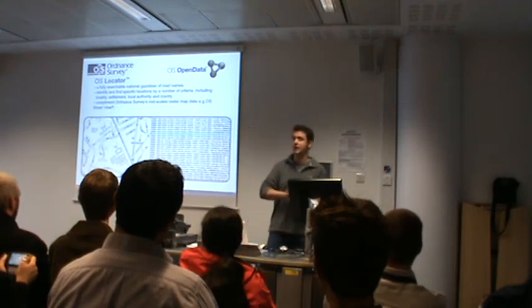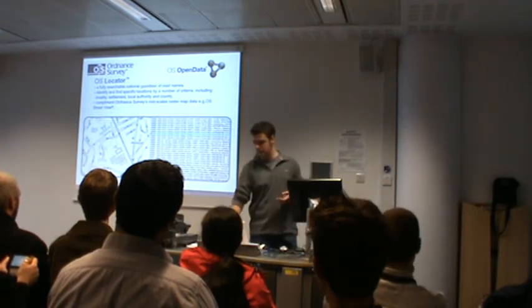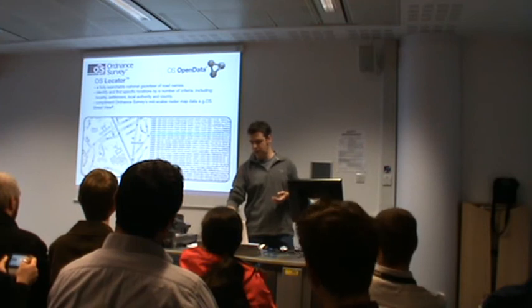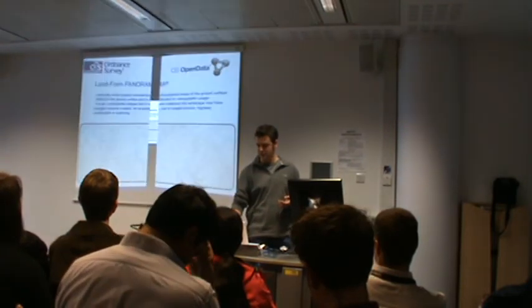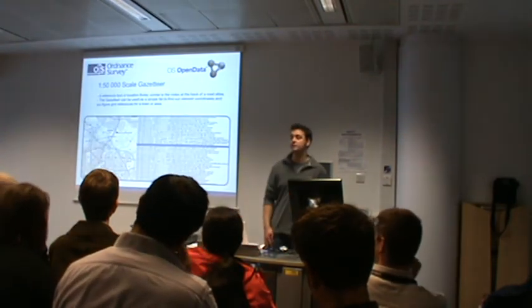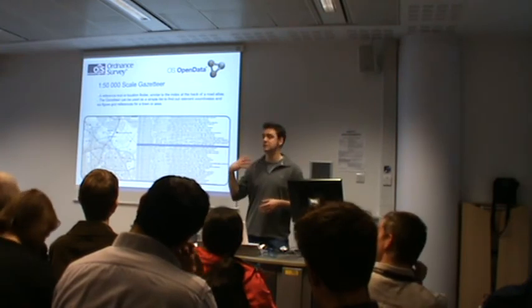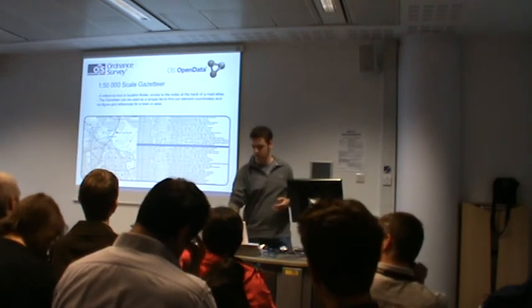Locator is a gazetteer of road names, and it goes together with, it says, click on this slide, which seems to have died. It doesn't go together with that one. It goes together with the 50,000 scale gazetteer, which is a gazetteer of place names. Just jumping back.